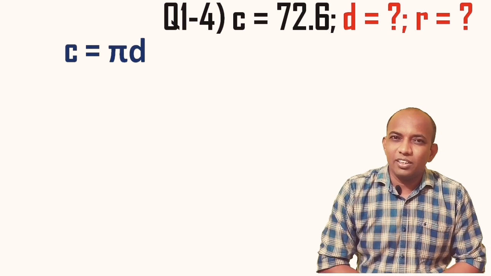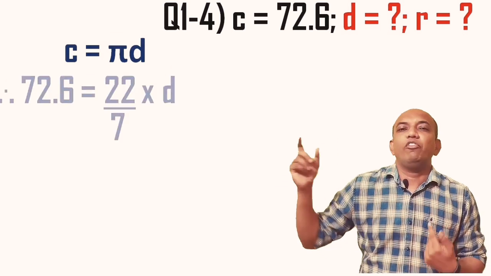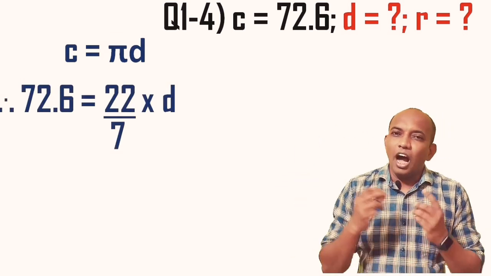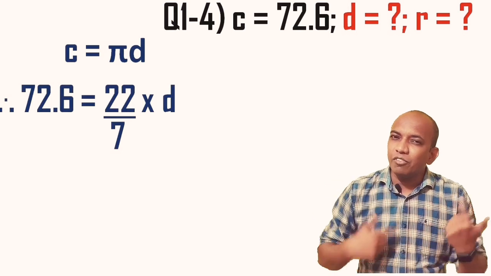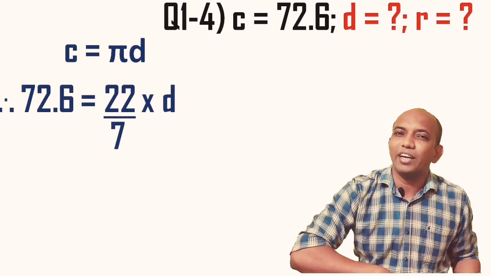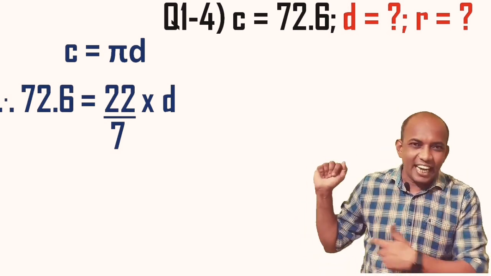Substitute the value in it. Of course, C is nothing but 72.6. The value of pi is 22 upon 7, and d I need to find. After this, the way I informed you about the shifting and moving of the numbers from one side of the equality to the other, we are going to write 72.6 and d as it is, the way you are looking on the screen.